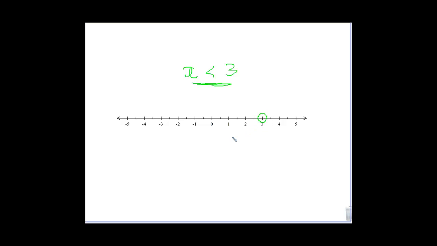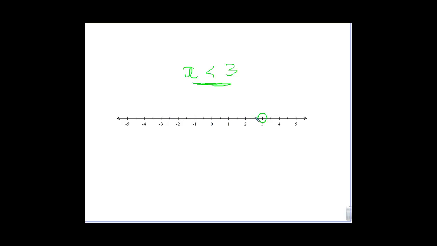So my circle's going to be open, and what that means is that x is going to be less than 3. So it's every number before 3 that is equal to x, which means it goes really close to 3 but not equal to 3. So that's why we have an open circle to indicate that 3 is not part of it, but everything else up to 3 is.